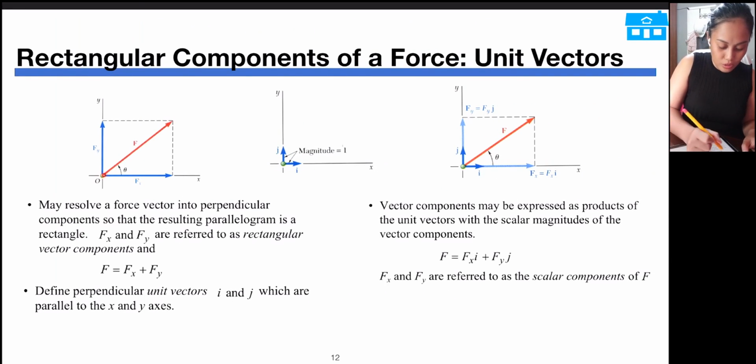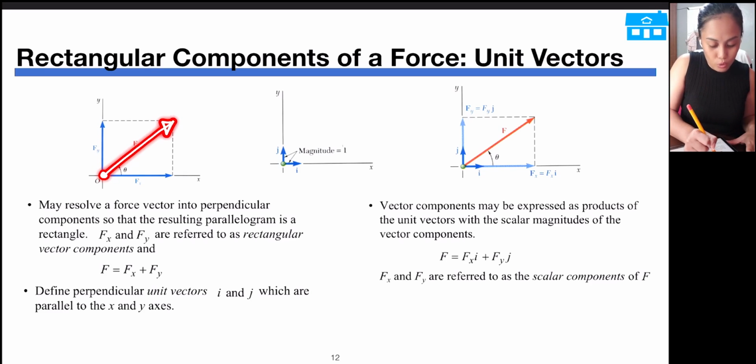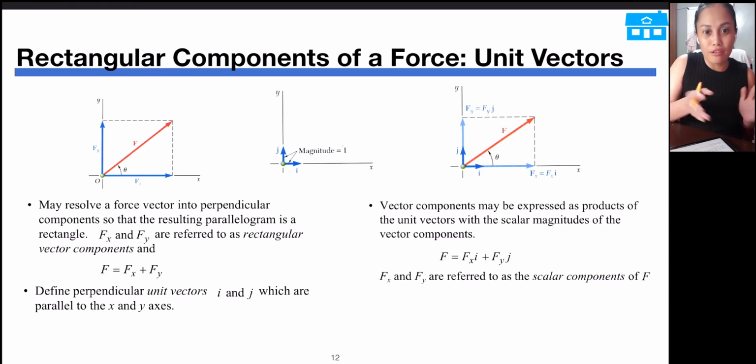As you can remember, in the previous discussion we were given two forces, and we combined those two forces into a single force. But now, if we have a force, depending on what plane it lies on, we can determine its rectangular components. In this case, it's in the xy plane, so we can get the resulting parallelogram.